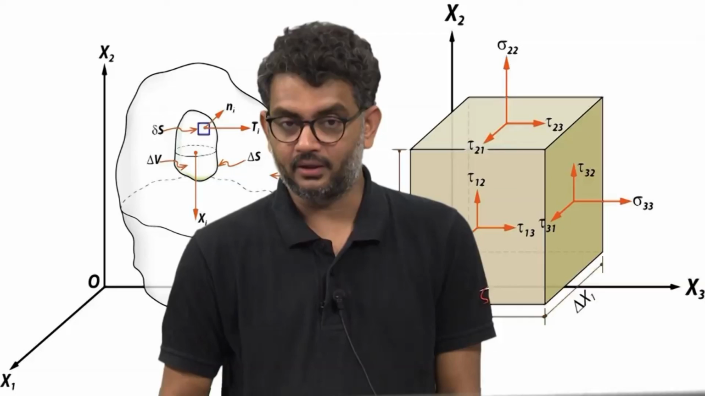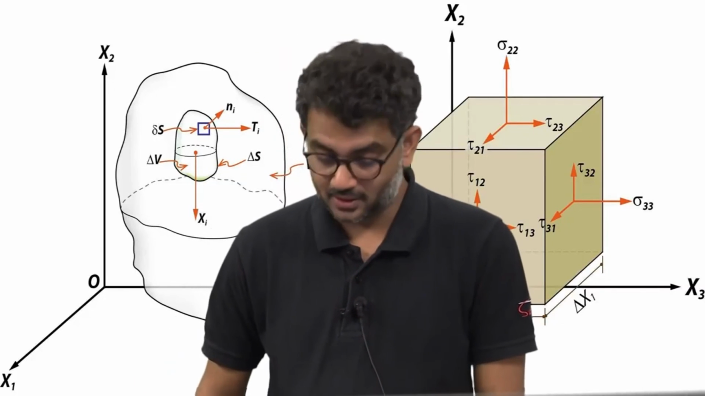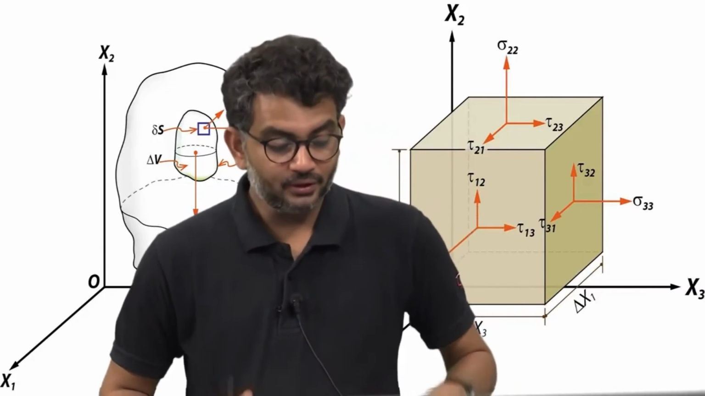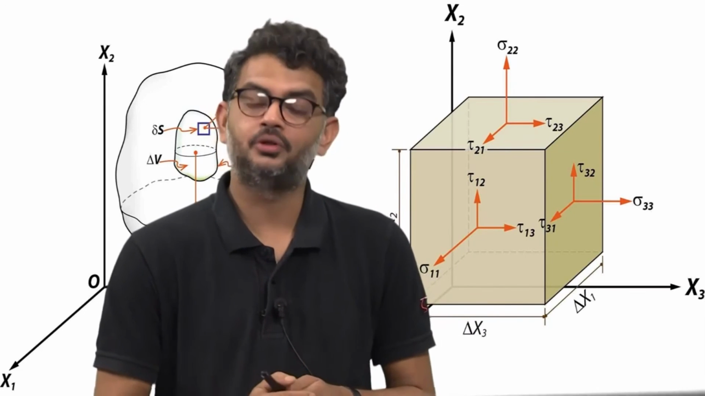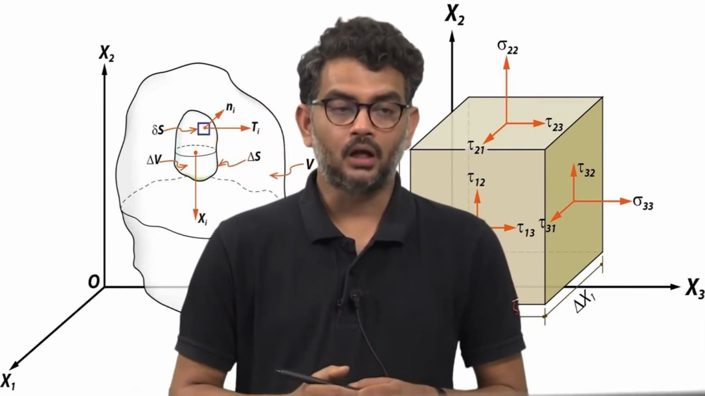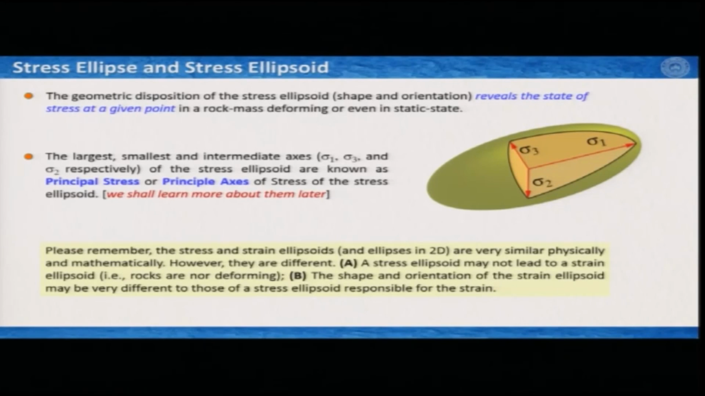We will learn it in the next lecture. But before that, let us get some more ideas about the stress ellipsoid. The geometric disposition of the stress ellipsoid, its shape and orientation, is generally described by the stress ellipsoid, and it reveals the state of stress at a given point in a rock mass, deforming, or even if it is in a static mode.